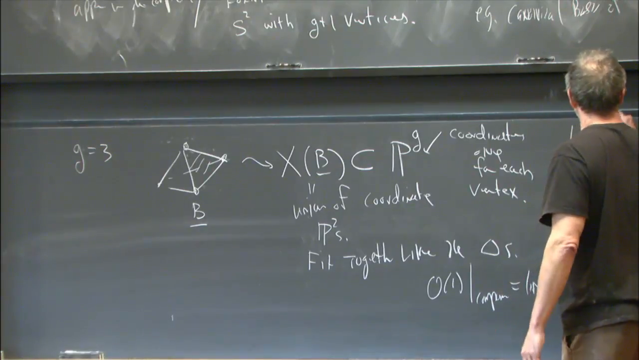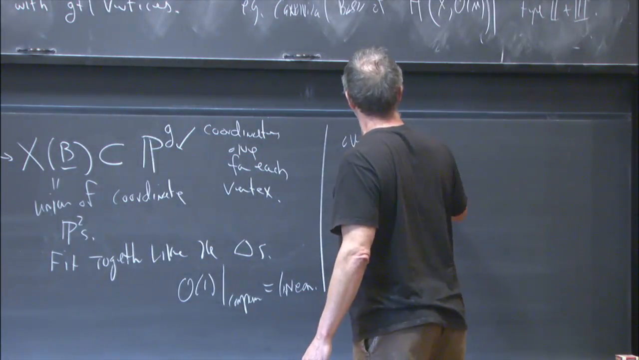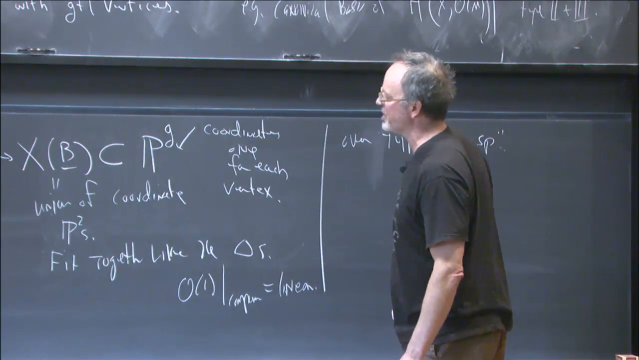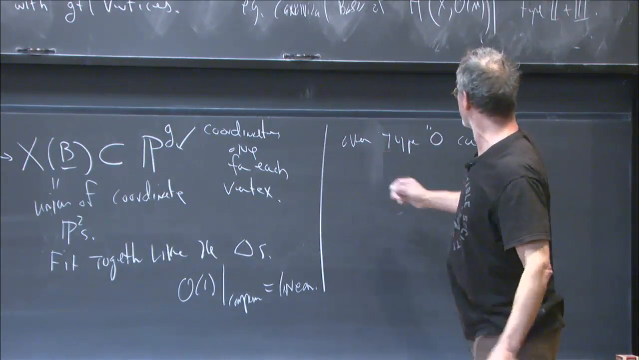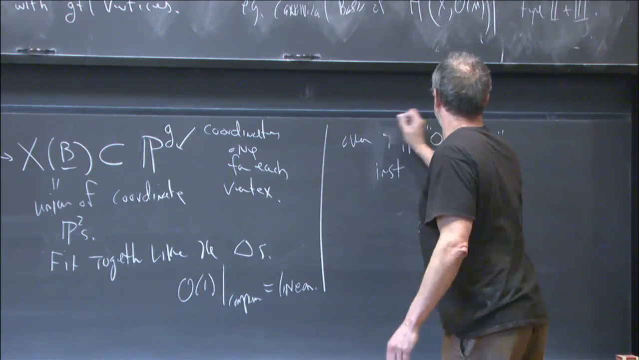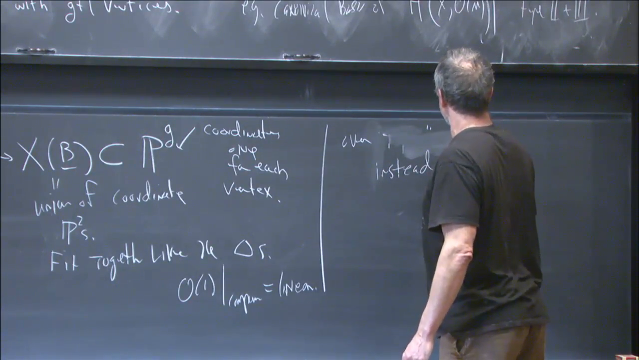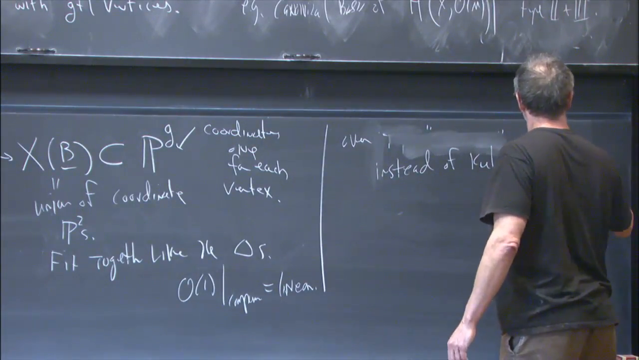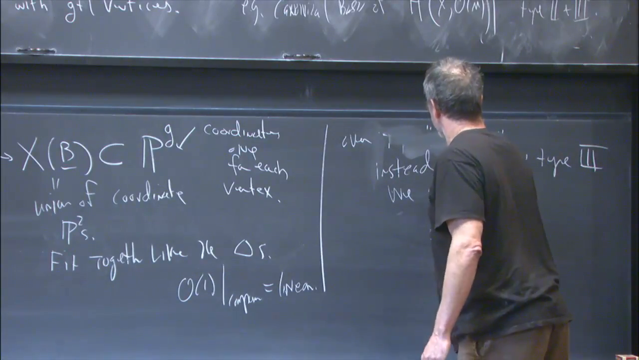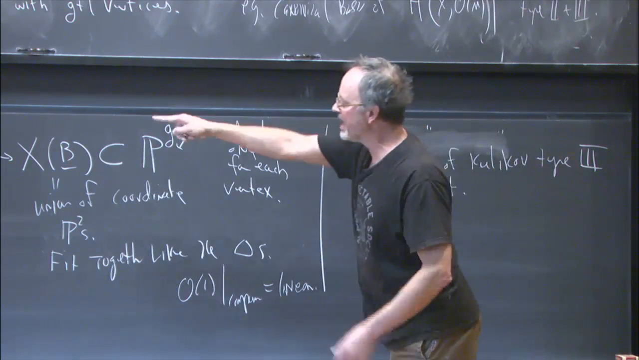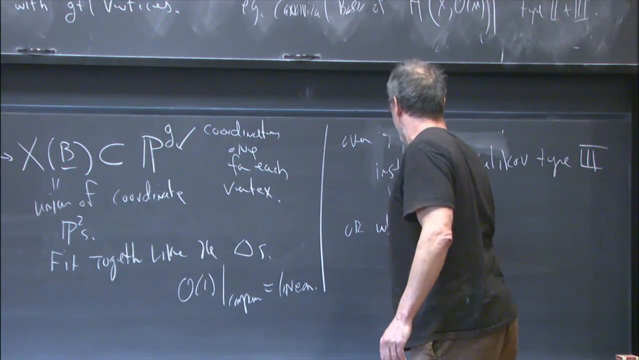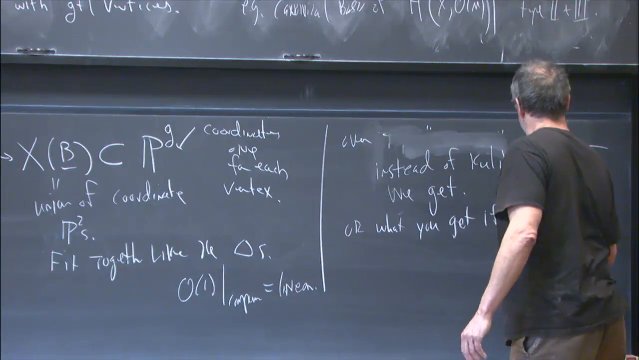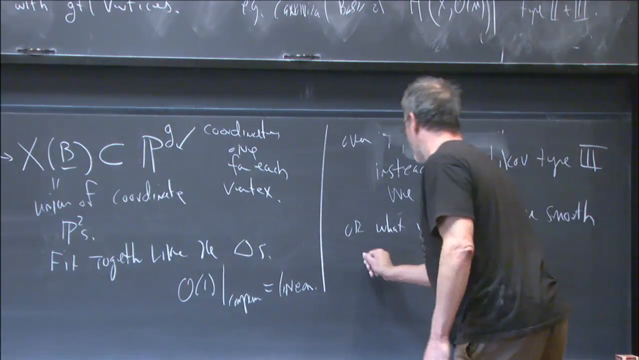And what occurs on our boundary, over the type 0 cusp, that's where most of the boundary goes. For people who know about it, that's where all the action is. There's type 2 and type 3 degenerations. So instead of Kulikov type 3 limits, we get this thing, or what you get if you smooth some of these double curves.